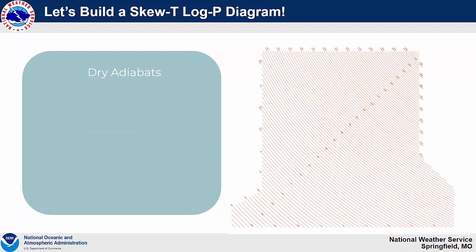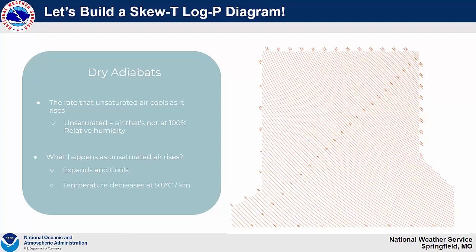Next, we have the dry adiabats. Now, these slightly curved orange lines represent the rate that unsaturated air is cooling as it rises. Now, unsaturated air is air that's not at 100% relative humidity. So what happens as unsaturated air rises? Well, as it rises, it's expanding and cooling. And it's going to cool at a rate of 9.8 degrees Celsius per kilometer. And so it's going to continue cooling at that rate until the air becomes saturated. So the rate that it's cooling is known as the dry adiabatic lapse rate. So that's what these lines represent.